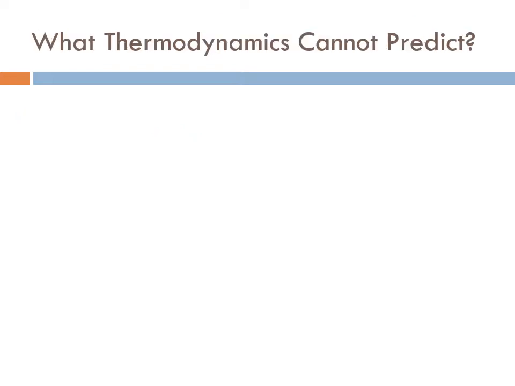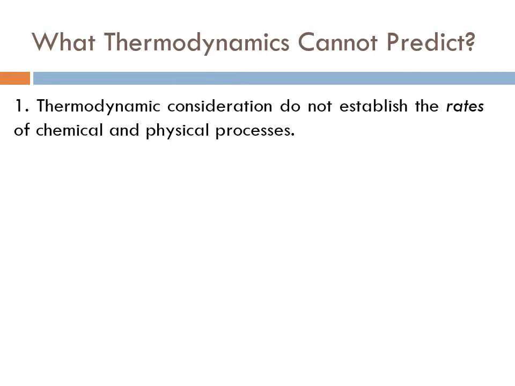What thermodynamics cannot predict? Very important question. Thermodynamic considerations do not establish the rates of chemical and physical processes. We said the rates are the business of transport phenomena for physical processes, or the business of chemical reaction engineering when talking about chemical processes. Correct? So it's not the business of thermodynamics.